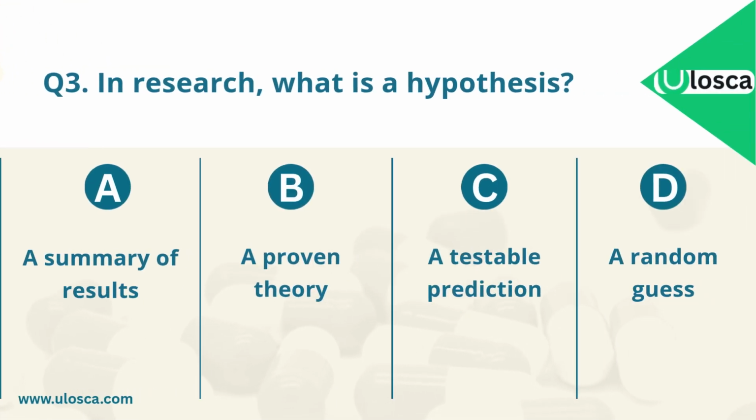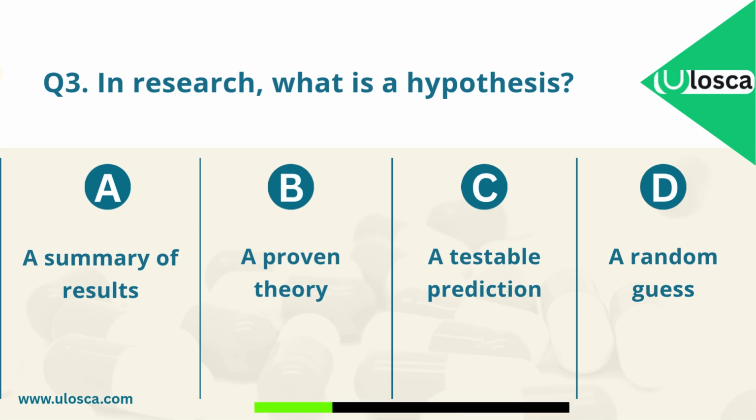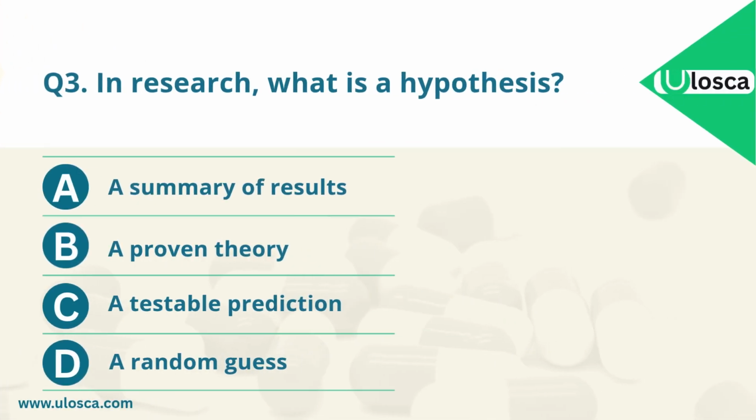Question 3. In research, what is a hypothesis? A. A summary of results. B. A proven theory. C. A testable prediction. D. A random guess. Which one is the correct answer? The correct answer is C. A testable prediction.